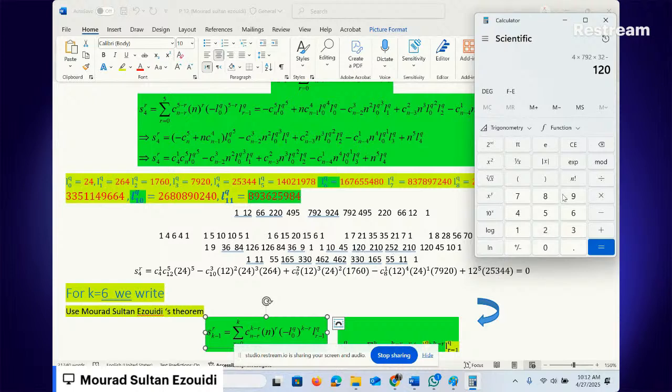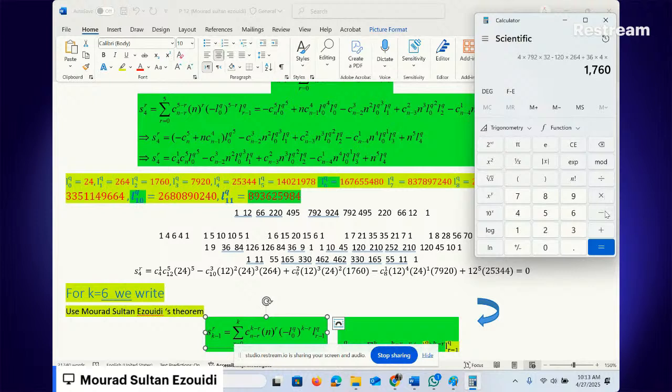Minus 120, multiplied by 264. Plus 9 choose 2, which is 36. Multiply by 2 raised to the power 2, which means multiply by 4, giving 1760.